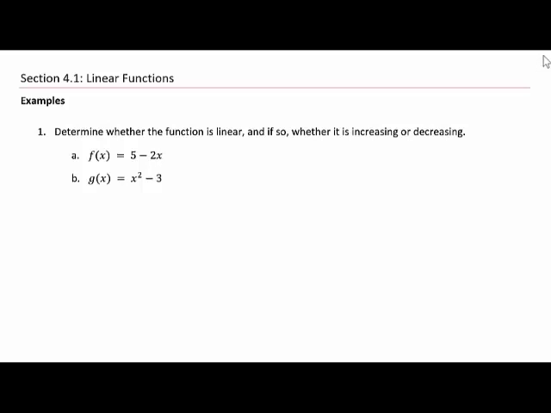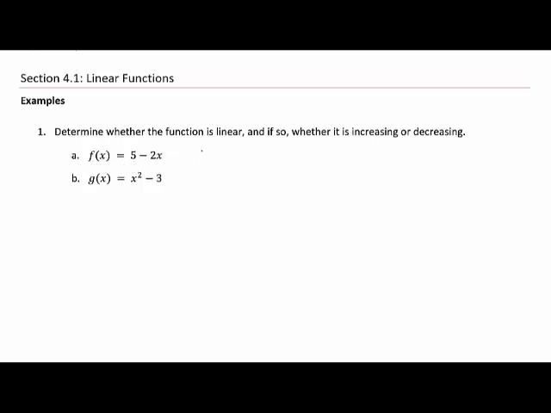So let's take a look at some examples of linear functions. And so the first example, we want to determine whether the function is linear, and if so, whether it is increasing or decreasing. Okay, so at part A, f of x is equal to 5 minus 2x.